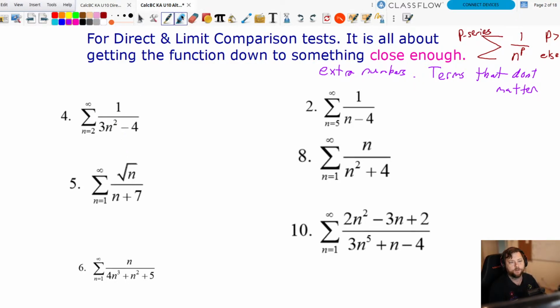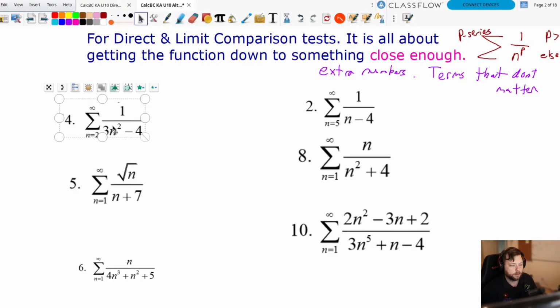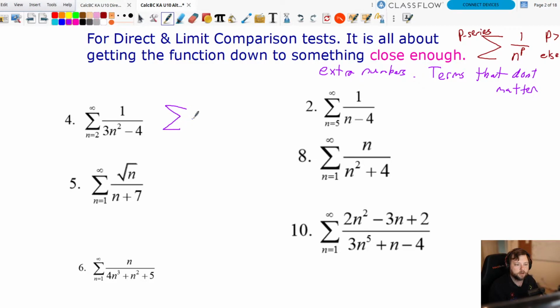So let's take this number 4. What would be close enough to number 4? So I'm going to copy it right here. So close enough. Let's say this was my original, 1 over 3n squared minus 4. When I say close enough, I mean, let's get rid of the numbers. This minus 4, it doesn't matter. This coefficient 3, dump it. So 1 over 3n squared minus 4 is close enough to 1 over n squared. That's what I mean by close enough. Get it to a p series of close enough.